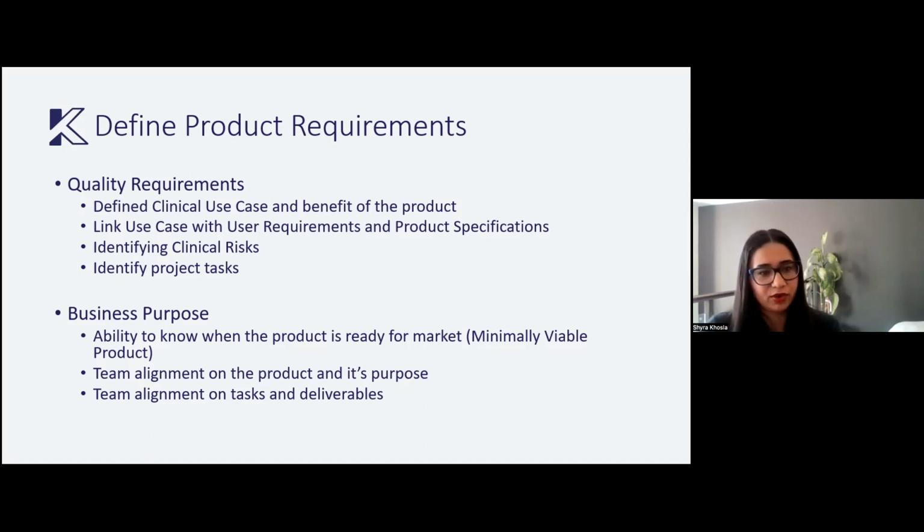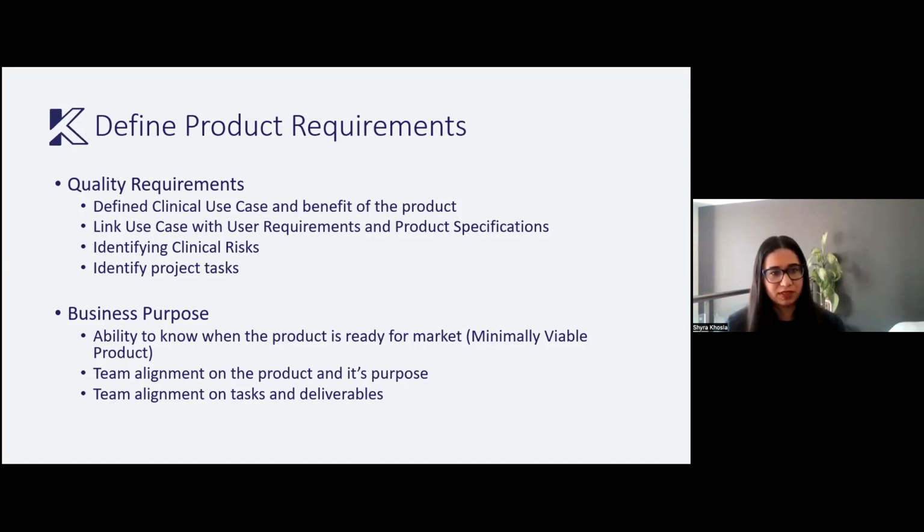And then you also need to identify your project tasks. So that seems a little bit out of place in terms of what we just talked about, with product requirements and everything being sort of clinical and product focused. But your project tasks are, what are you going to do? What are the key milestones that you're going to hit? What are the tasks that need to be done? And that is a requirement of your QMS as well.